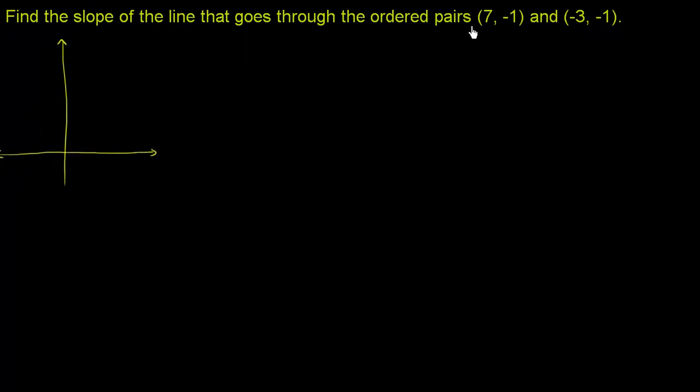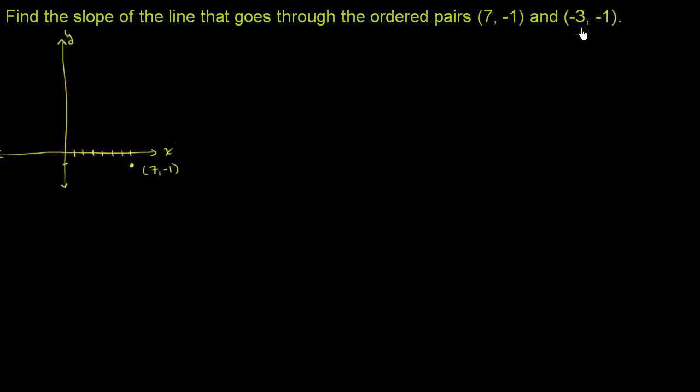So our first point is (7, -1). So 1, 2, 3, 4, 5, 6, 7. This is the x-axis. (7, -1) is right over there. This, of course, is the y-axis.